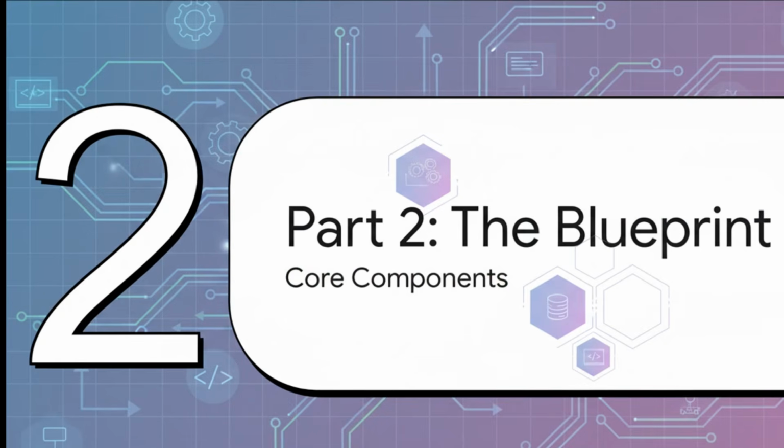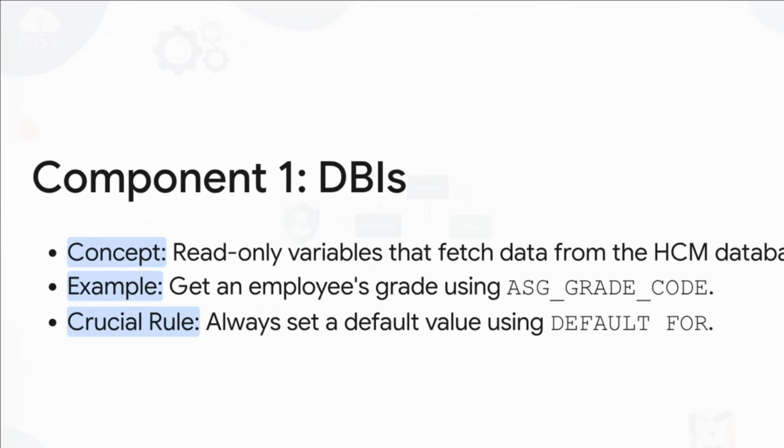Okay, let's look at the blueprint now. We're going to break a formula down into its three core components. Once you really get these three pieces, you'll be all set to start building. First up, we have database items, or as you'll always hear them called, DBIs. Just think of them as read-only windows into your HCM database. They let you pull information like an employee's grade or their salary without writing any SQL.